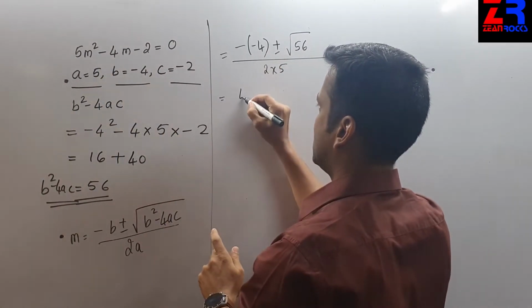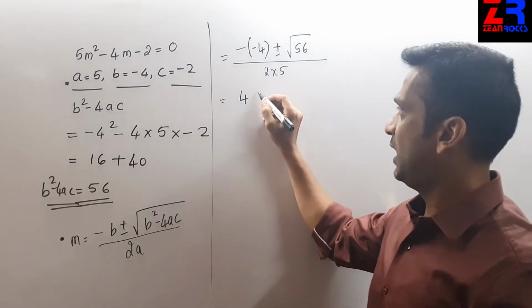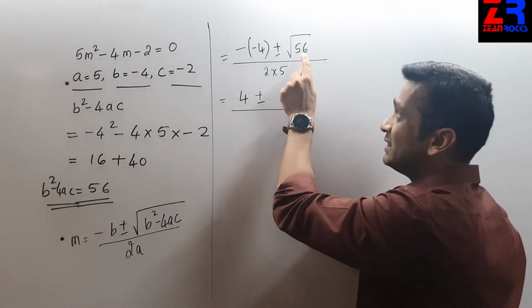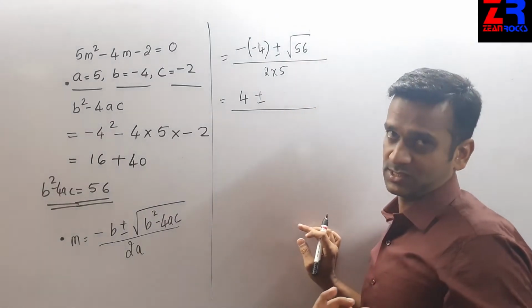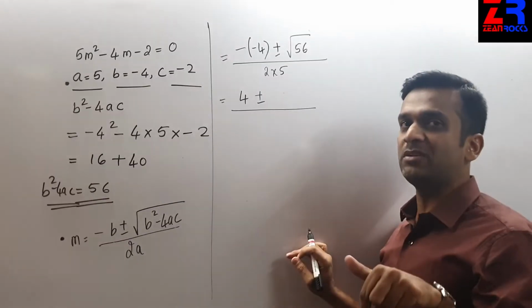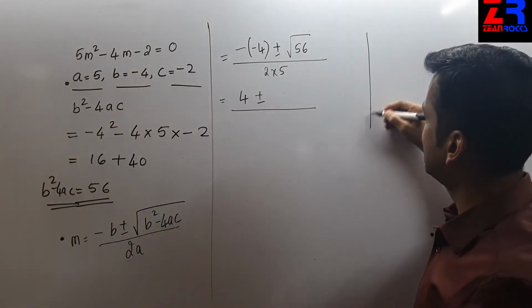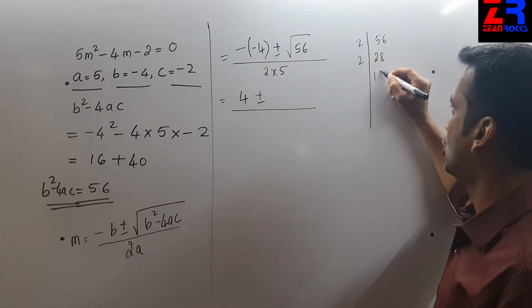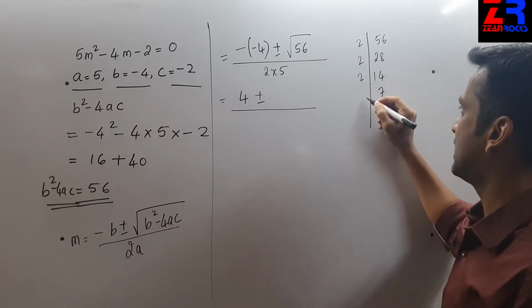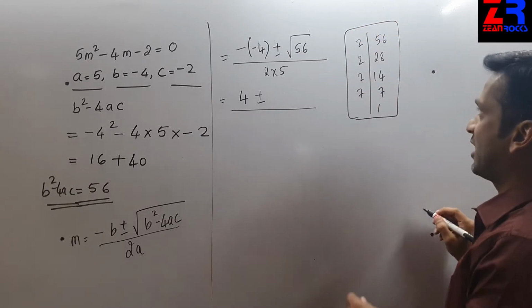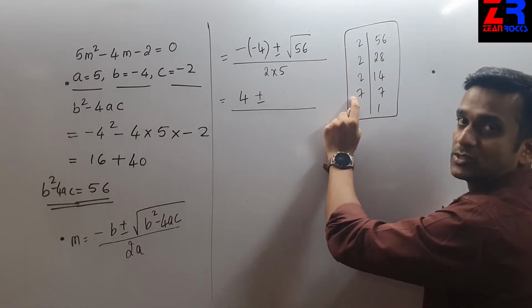So minus into minus will be plus 4 plus minus. I told you this is the most difficult step. When this number is factorized, 56 can be factorized. Yes, 56 can be factorized. I will find the factors of 56. 2 28s are 56, 2 14s are 28, 2 7s are 14, 7 1s are 7. So this 56 can be factorized as 2 into 2 into 2 into 7.